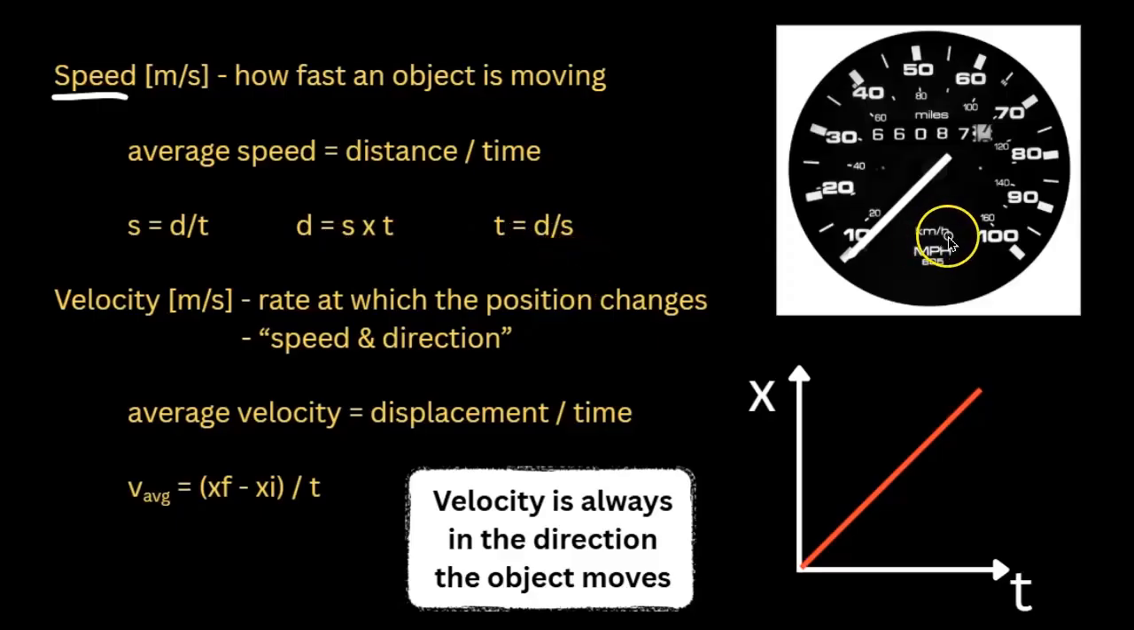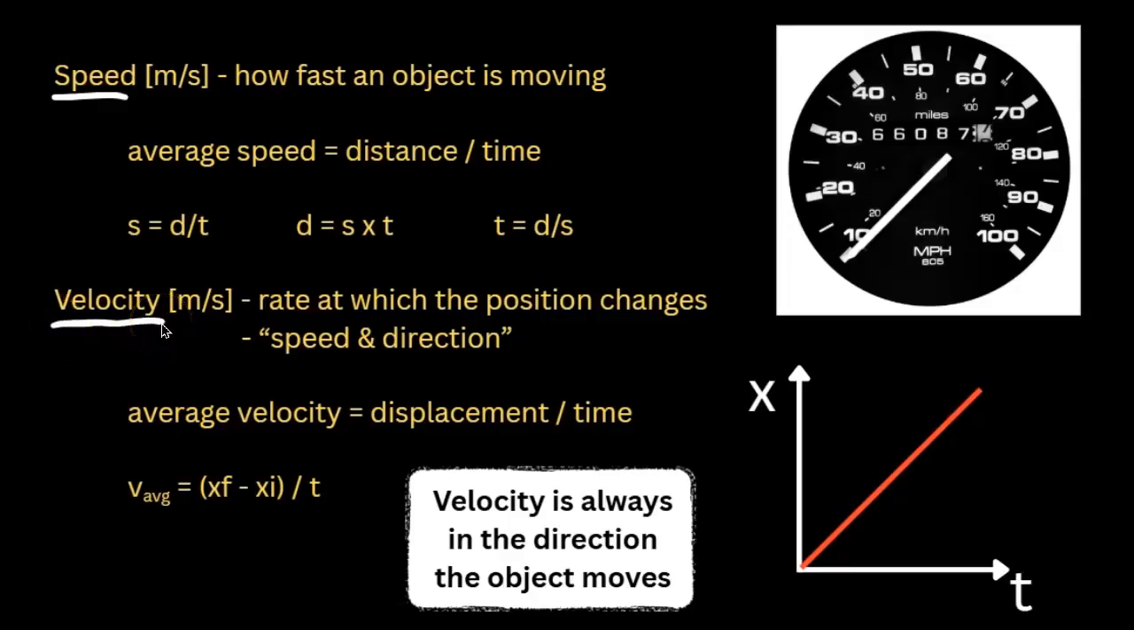Now, in your car, you have a speedometer, and the speedometer can measure your instantaneous speed. The speedometer tells you how fast you're moving at any instant. That's what we mean by the instantaneous speed.